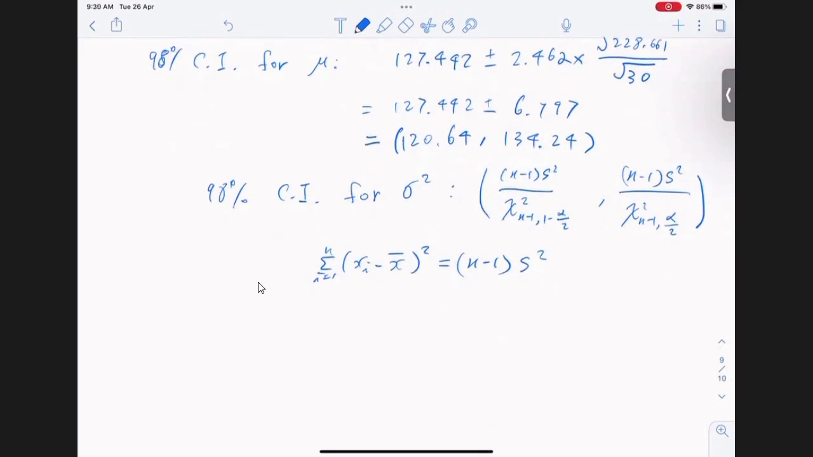So what we need is the chi-square quantile with n minus 1, 1 minus alpha over 2, which is chi-square 29, 0.99. And also this number, chi-square n minus 1, alpha over 2, equal to chi-square 29, 0.01. To find these two numbers, again, you can make use of the chi-square distribution table, or you can use R.